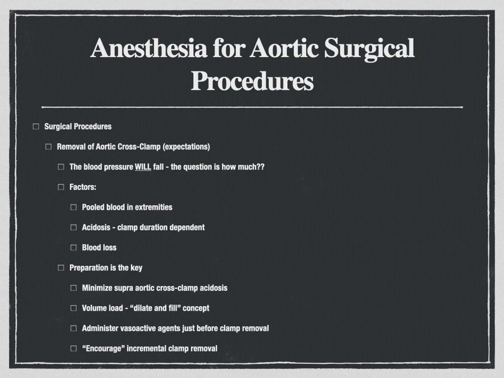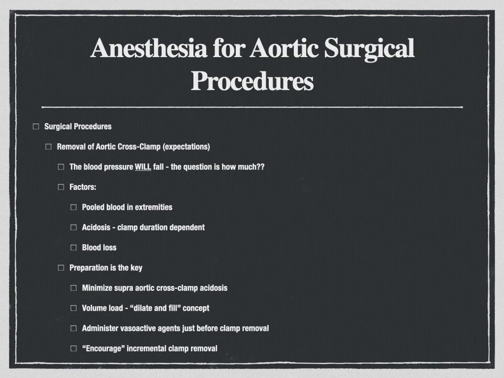Regarding removal of the aortic cross clamp, what can you expect? The blood pressure will fall. The question is how much. Some of the factors that are involved are pooled blood in the extremities. You will have a degree of acidosis. The longer that cross clamp is on, the worse that is going to be. And the amount of blood loss that you have prior to release of that aortic cross clamp.